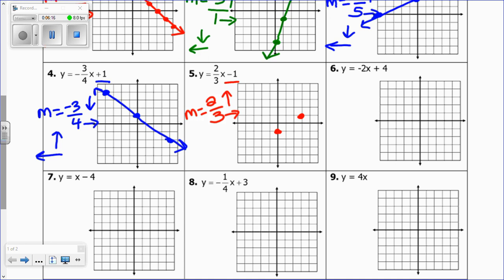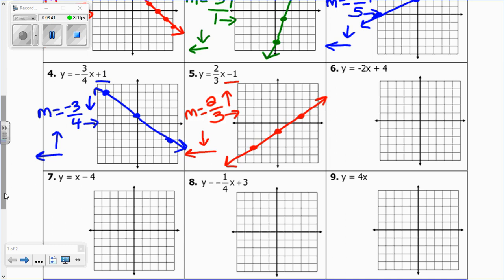Now if I try that again, I run out of space. So now I'm going to do the complete opposite. I have to go down 2, left 3. So now I'm going to go down 2, left 3. And that's all that's going to actually fit on this graph. And then I'm going to draw a line to connect them. So there's the graph of y equals 2/3 x minus 1.